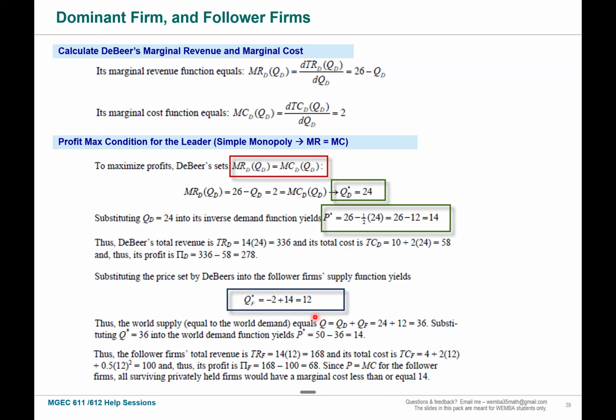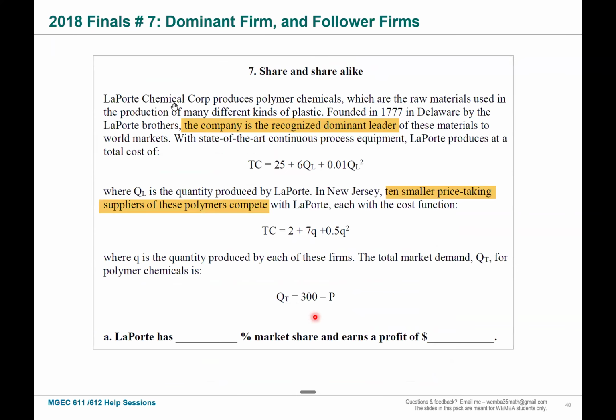Okay, let's take one more example. Maybe this will become clear. This is 2018 finals. Share and share alike. Laporte Chemical Company produces polymer chemicals, which are the raw materials used in the production of many different kinds of plastic. Founded in 1777 in Delaware by the Laporte brothers, the company is the recognized dominant leader of these materials to the world markets.